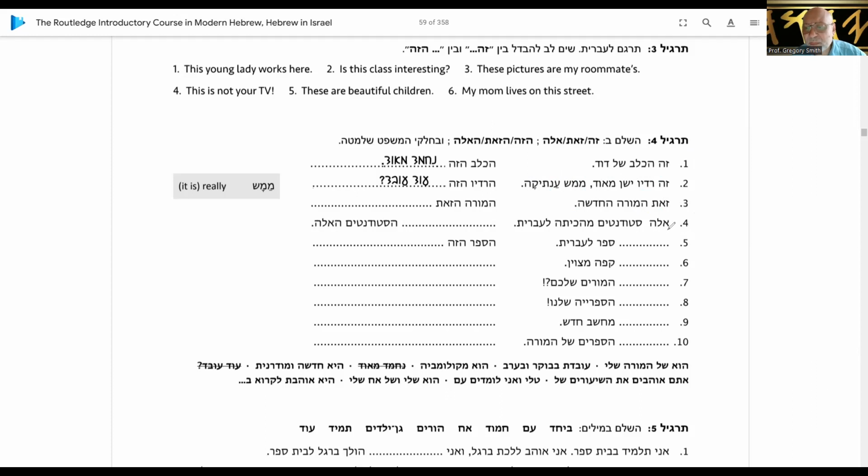Let's take a look at number 4. Ela studentim. So these are students. These students mehakita le'ivrit are from the Hebrew class. I think that's what that's saying. Ela studentim mehakita le'ivrit.